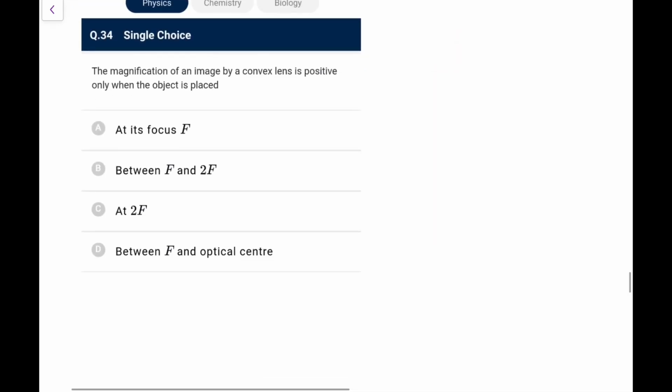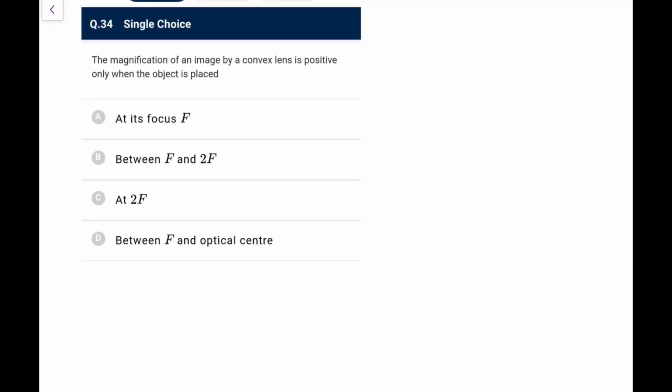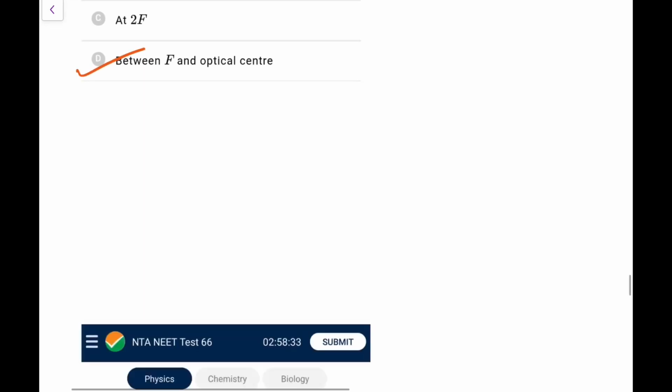Next one, the magnification of an image by a convex lens is positive only when the object is placed. So it is positive when it is an erect image, and an erect image is formed only when the object is placed between pole and focus. So we can say between F and the optical center, that is not the pole, the optical center you call it here. That is option D, because not at focus, not between F and 2F and at 2F.